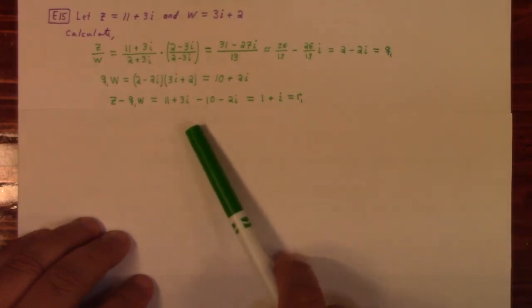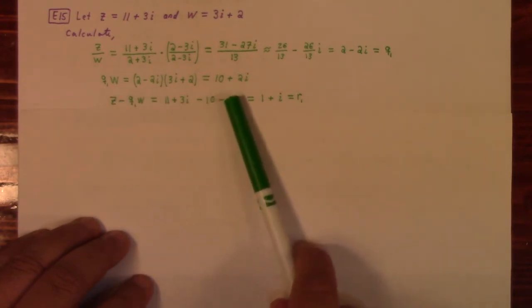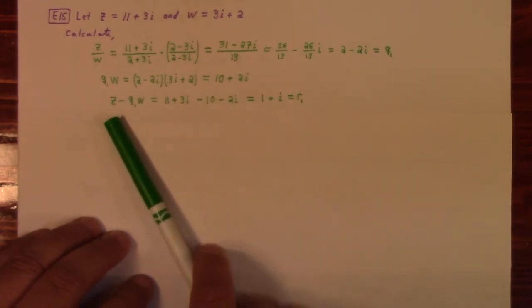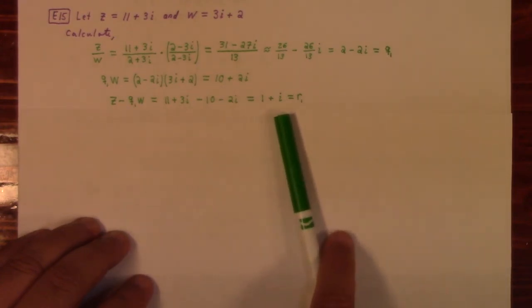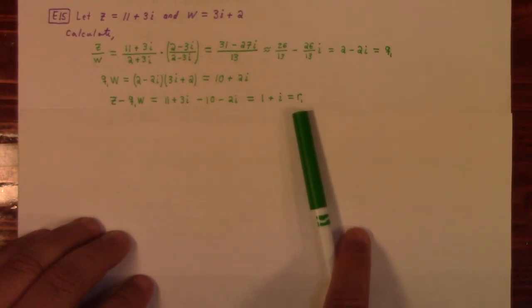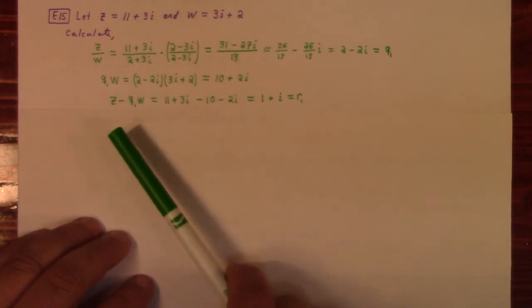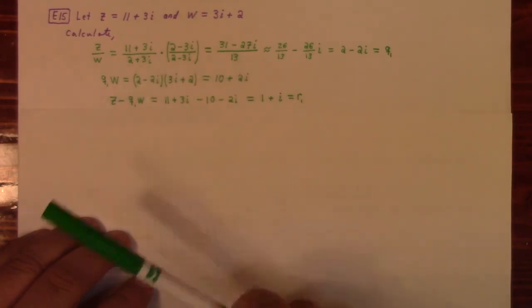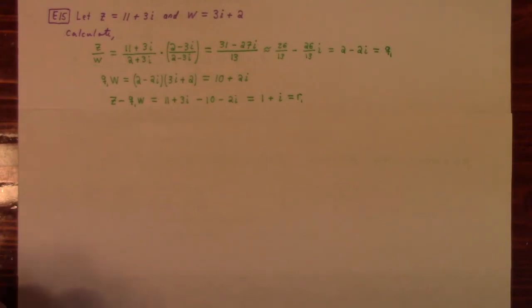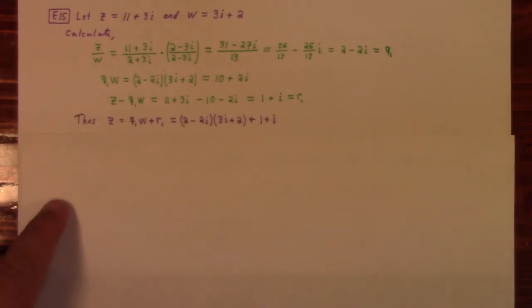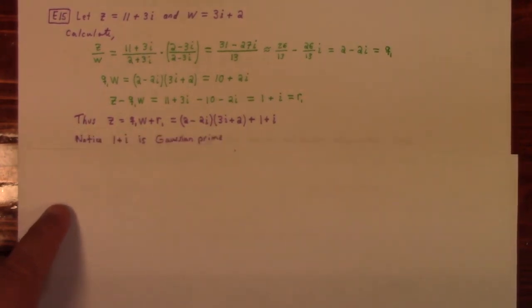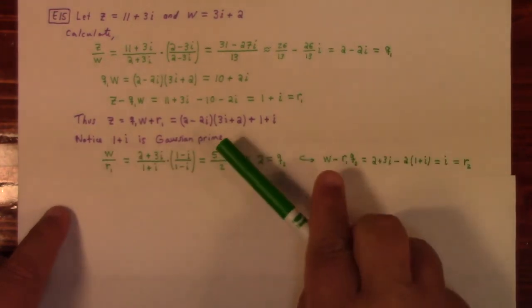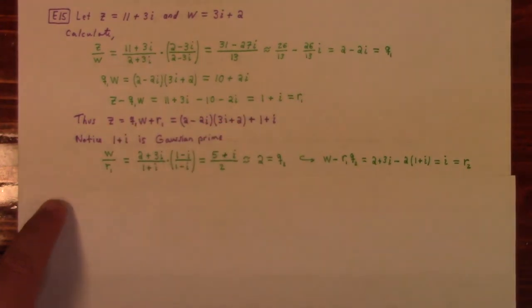Now, when I multiply q1 times w, I get 10 plus 2i. Then my r1 is z minus q1w. That's the first remainder, which works out to 1 plus i. Notice that the norm of the remainder r1 is 2, whereas the norm of w was 13. Of course 2 is less than 13. That's a good sign. So we have z is q1w plus r1. 1 plus i is a Gaussian prime. That's nice, but kind of irrelevant.